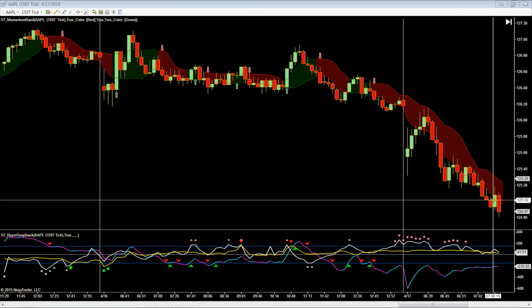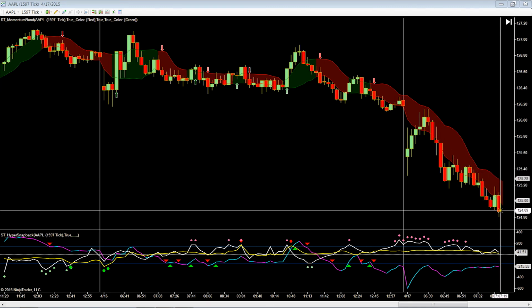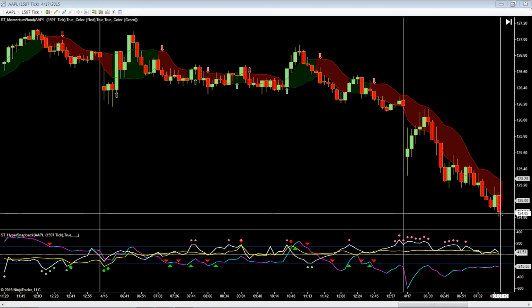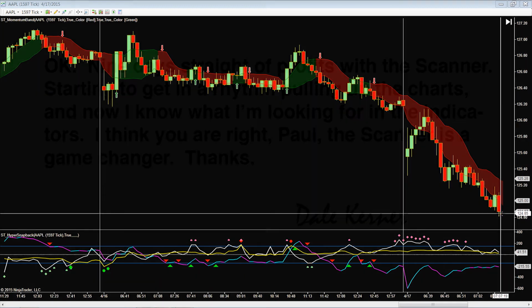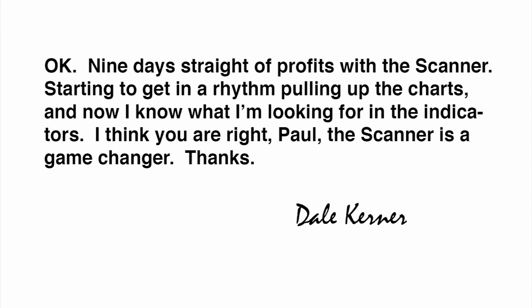So as you can see, the scanner alerts are based on the hyper snapbacks, which are predictive and give you a glimpse into the future. Dale Kerner, he's on the Chicago Board of Exchange. He trades grains on the floor there. He sent me a personal note this morning. Okay, 9 days straight of profits with the scanner. Starting to get in a rhythm, pulling up the charts, and now I know what I'm looking for in the indicators. I think you're all right, Paul. The scanner is a game changer.